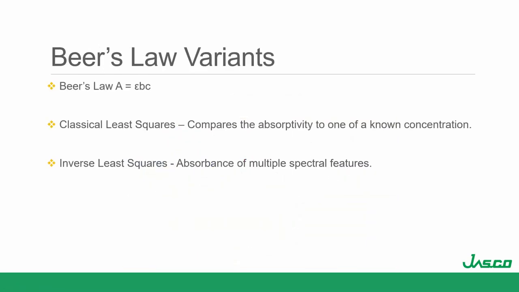Now I'm going to go into a little bit of chemometrics. There are a couple that are variants of Beer's law. Beer's law is absorbance equals molar absorptivity times path length times concentration. Classical least squares compares the absorptivity to one of a known concentration. Inverse least squares uses the absorbance of multiple spectral features. So this is looking at multiple peaks, and this is just looking at one.